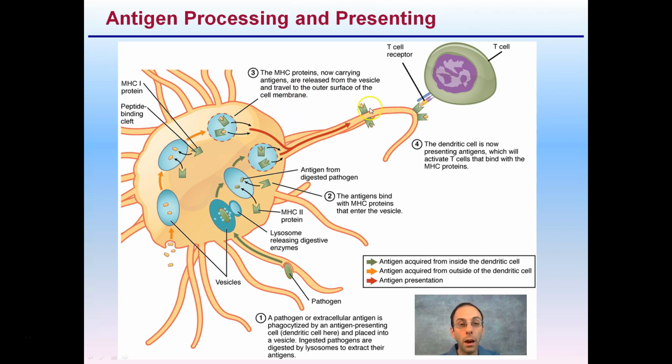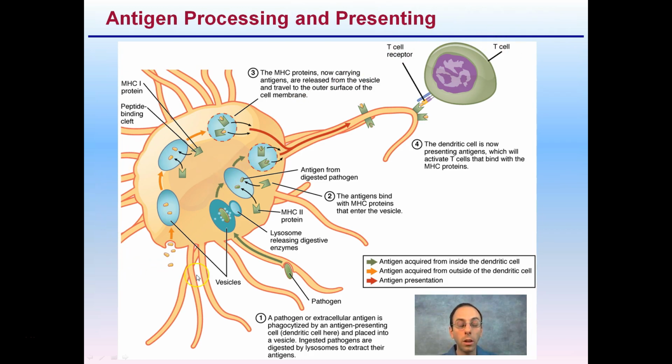If they never reach the outer surface, our T cells wouldn't be able to bind with them. Meaning, if our MHC proteins bound with the antigens and stayed inside the cell, there'd be no point. Our T cells can only bind with receptors on the cell surface. So it's very important this dendritic cell is now presenting antigens on the cell surface so that it's able to activate T cells that bind with the MHC proteins. This is helping the immune system be able to recognize these foreign invaders or these antigens.